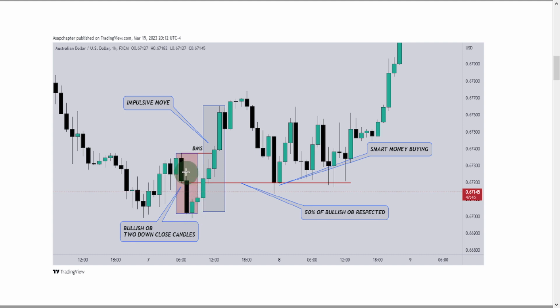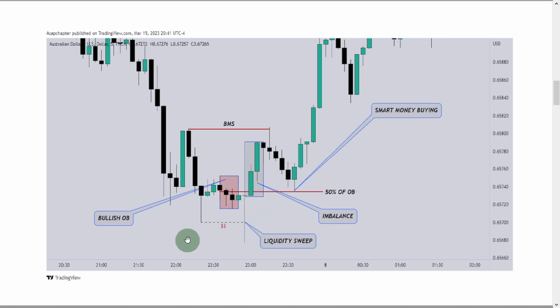For entry, 50%. If you take your Fibonacci and measure from the bearish candle's high to this bearish candle's low, 50% of that level is your mean threshold, and you can see that smart money buys from that level. So if you're looking to enter, that's where you're going to buy. Your stop loss is just below this candle, and that's it. You can also take entry from the opening of the first candle. Stop loss below this low as well.